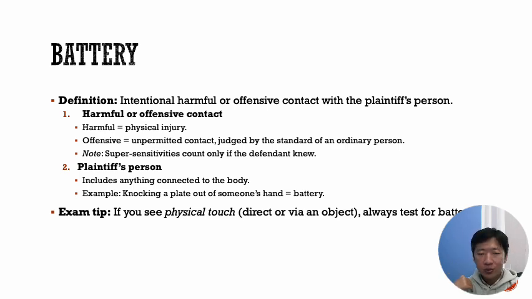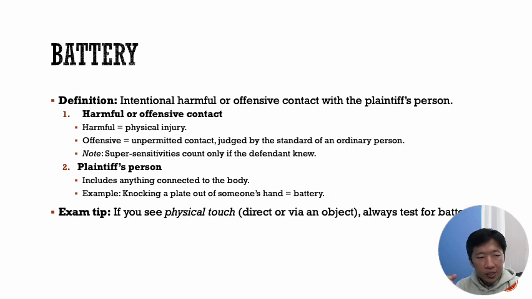Let me give you an example. For example, if someone taps your shoulder and asks you where the bathroom is, but you are a very sensitive person, you're saying, oh, you are touching me without my permission, so that's battery. That probably doesn't count as battery, because a reasonable person will not presume that is an unpermitted touch, because this is social norm. So if people want to catch your attention, and probably will slightly tap your shoulder, that is socially allowed. So you cannot sue the person for battery.